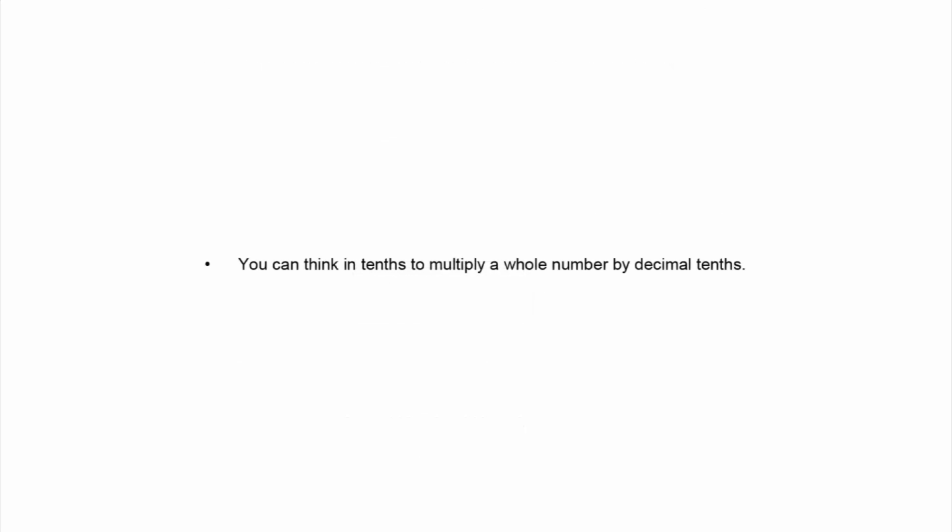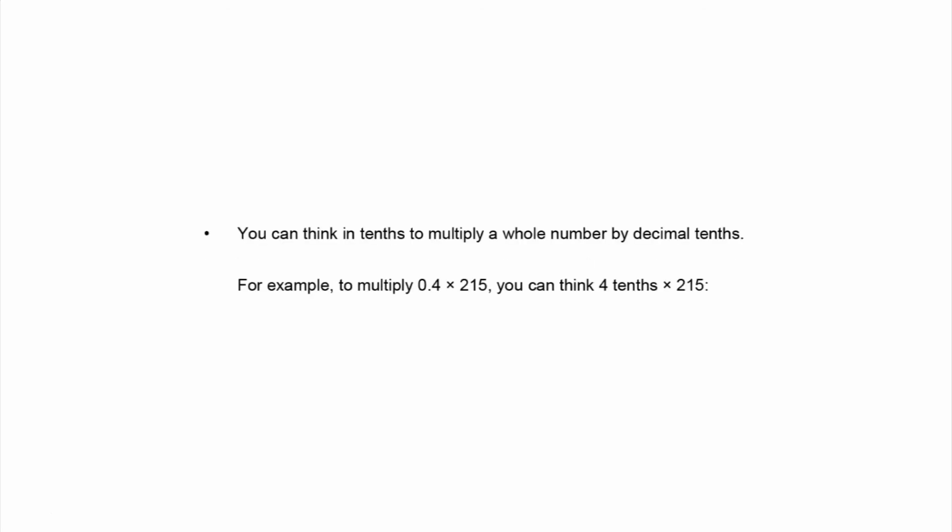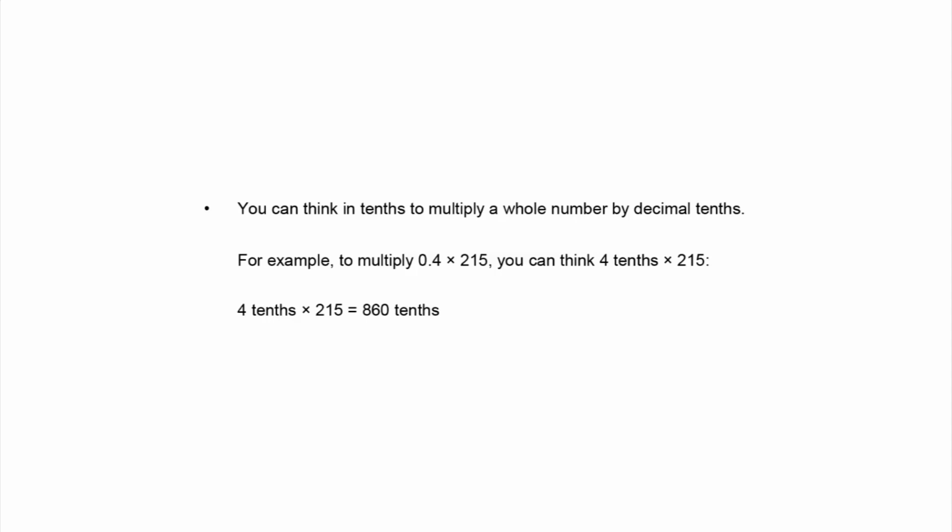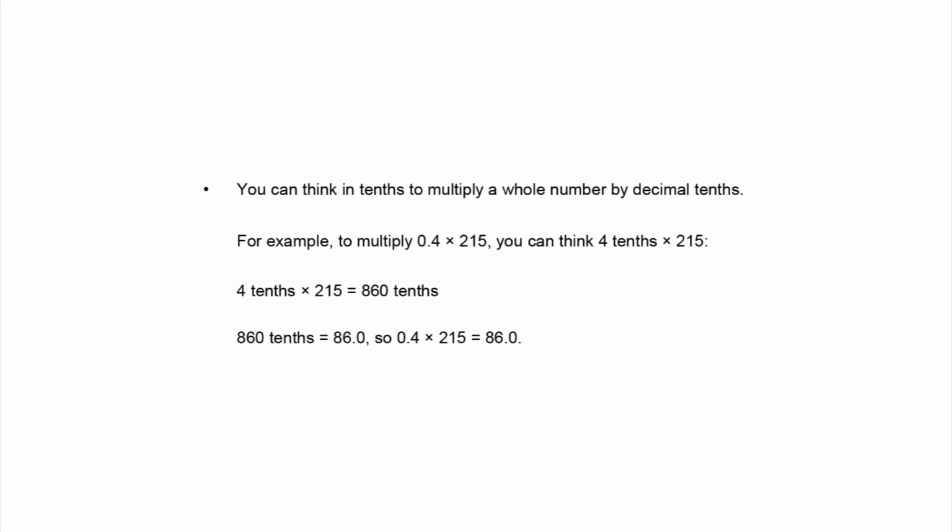You can think in tenths to multiply a whole number by decimal tenths. For example, to multiply 0.4 times 215, you can think 4 tenths of 215. So 4 tenths times 215 is 860 tenths. 860 tenths is equal to 86.0. So 0.4 times 215 is equal to 86.0.